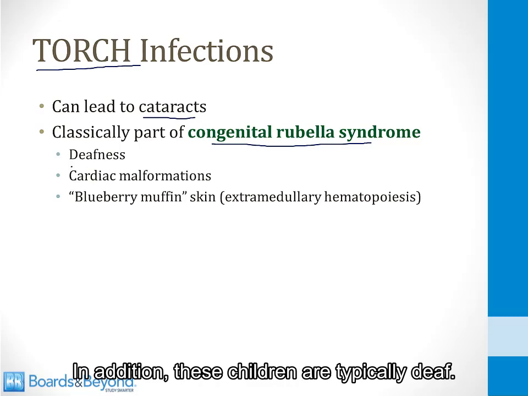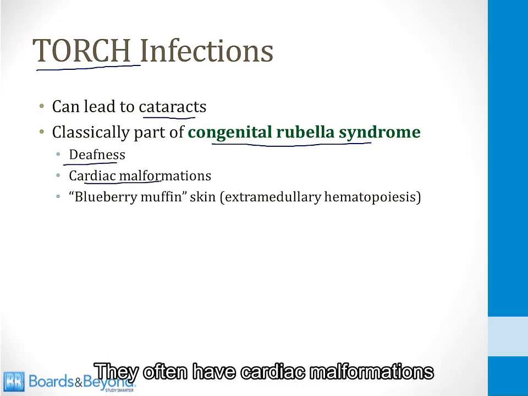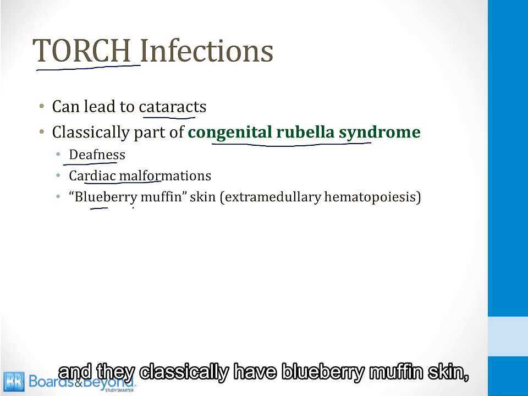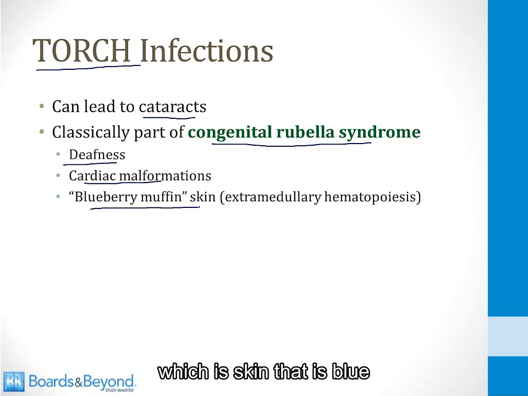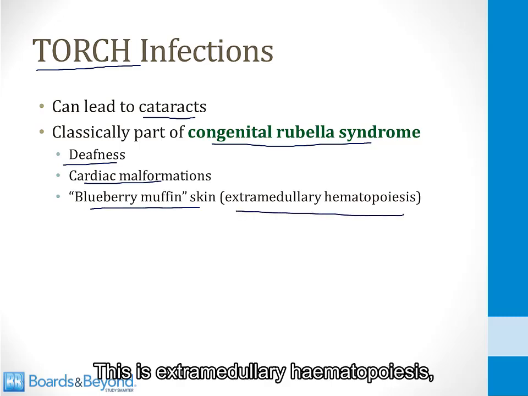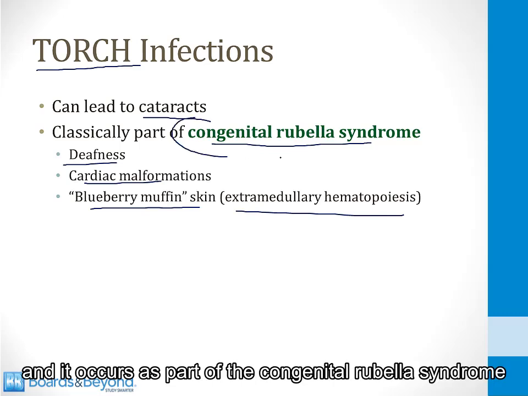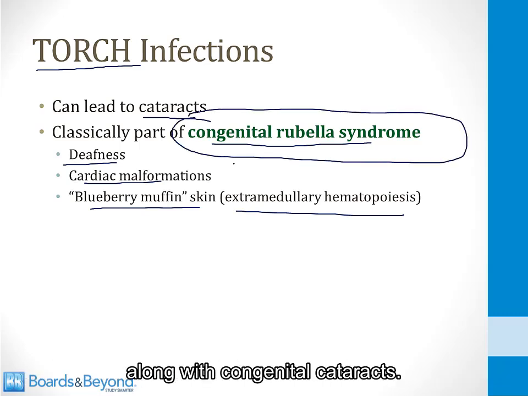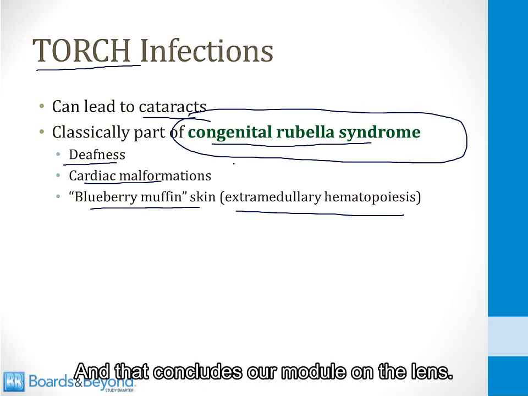In addition, these children are typically deaf, they often have cardiac malformations, and they classically have blueberry muffin skin, which is skin that is blue because hematopoiesis is occurring in the skin. This is extramedullary hematopoiesis, and it occurs as part of the congenital rubella syndrome along with congenital cataracts. And that concludes our module on the lens.